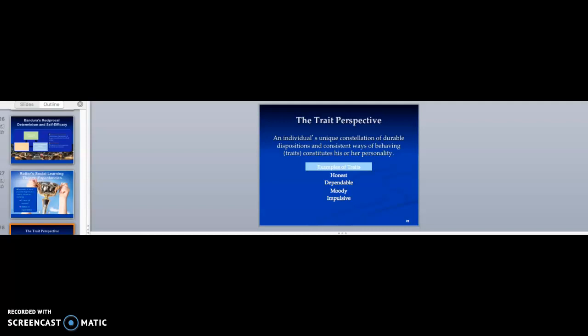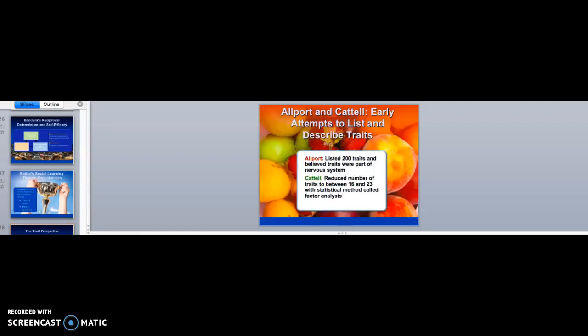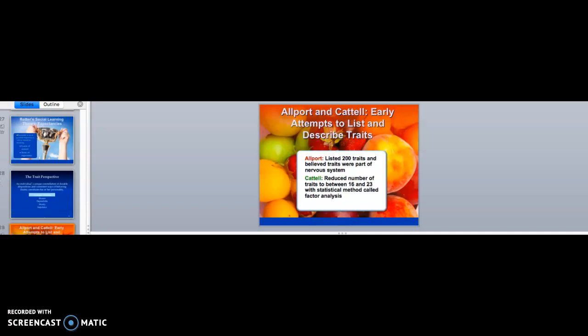The first to introduce this idea of traits was Gordon Allport, and then after him, Cattell. The two were sort of pioneers in personality trait theory. And they made the earliest attempts to list and describe all sorts of traits that people could have. So Allport listed 200 traits and believed that they're actually embedded within our nervous system, that we were primed to respond biologically to these traits.